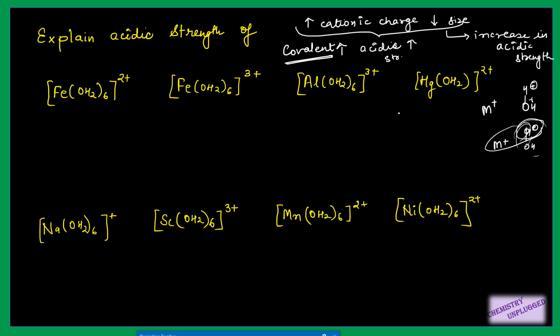For d-block elements, this covalent character is much higher than other types of cations. That is why their acidic strength is also very high for heavy d-block elements. This point is important. For heavy d-block elements, the covalent character is much higher, so the pKa value will be much less than predicted. Now we can do our question.